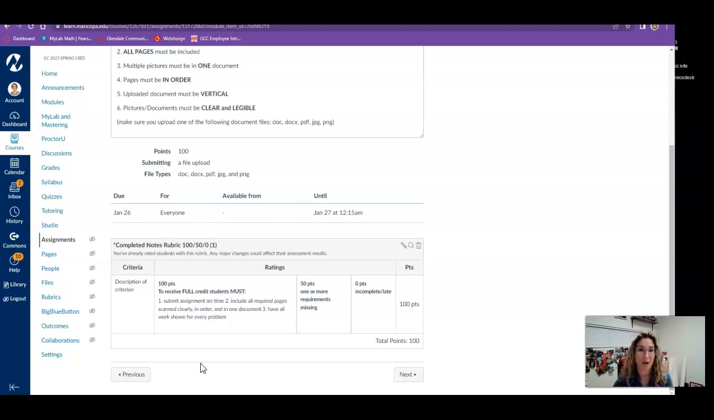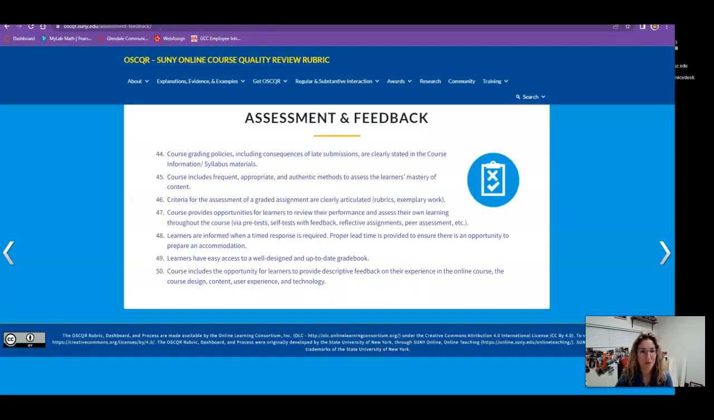So they know what to expect right away at the beginning of the semester before they start working on the class, so they know that they need to make sure that they meet all of these different requirements and expectations. So, number 46, criteria for the assessment of a graded assignment is clearly articulated.